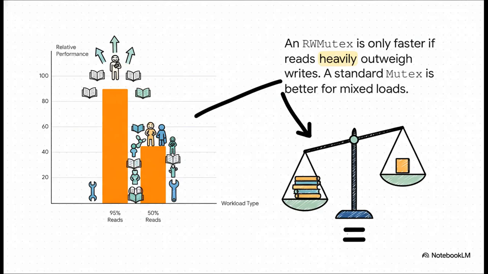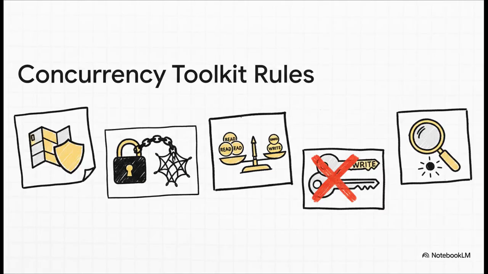And last but not least, let's talk about the performance trade-off. The RWMutex isn't magic. All that coordination of readers and writers adds overhead. It's a bit more work for the runtime. So you have to remember this. An RWMutex is only faster if your workload is massively skewed towards reading. If you've got, say, a 50-50 mix of reads and writes, a simple standard mutex is actually going to be faster, less overhead.